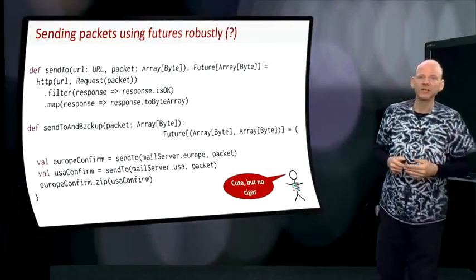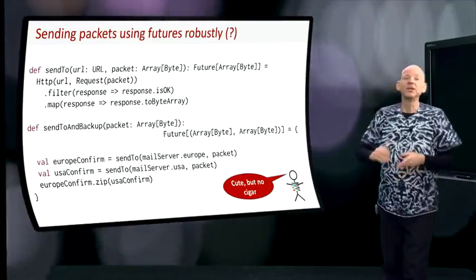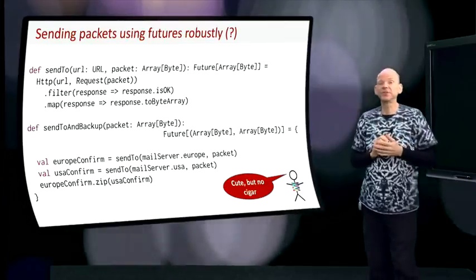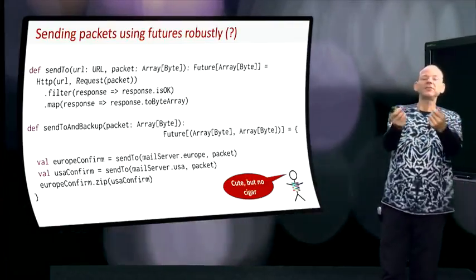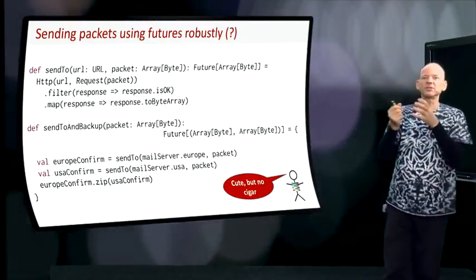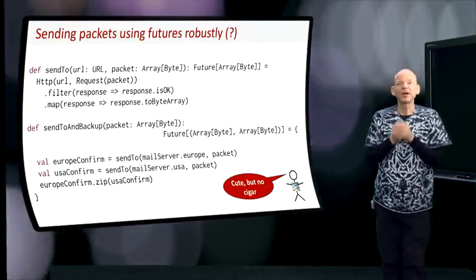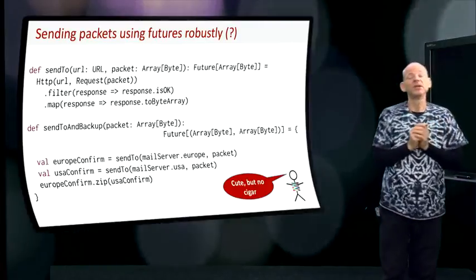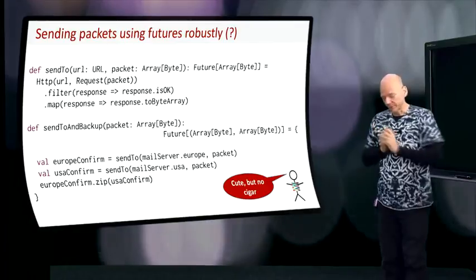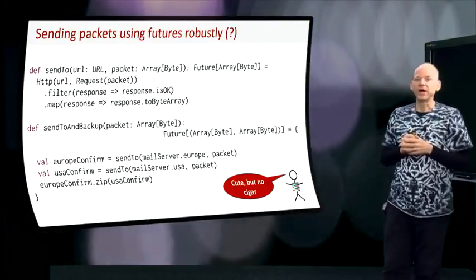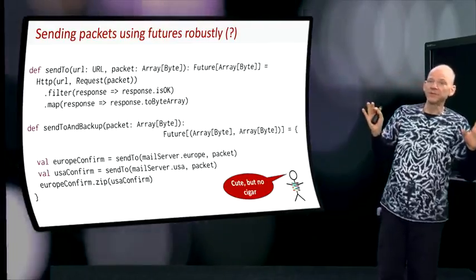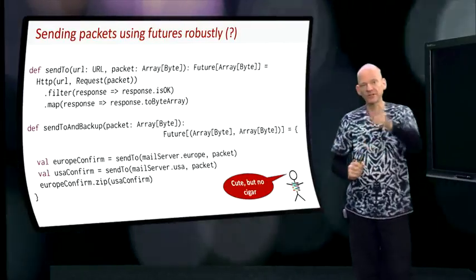we send the packet to a mail server in Europe. We send the packet to a mail server in the US, just to be safe. And then we zip the confirmations to get a pair of the response from sending the packet to Europe and the response from sending the packet to the US. Right? So now we should be safe because we're sending it twice.